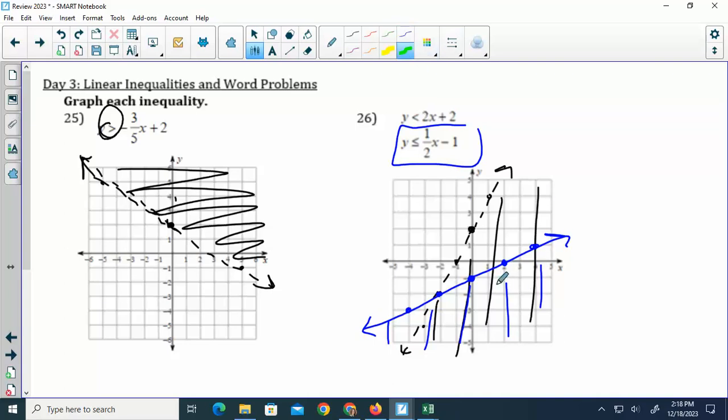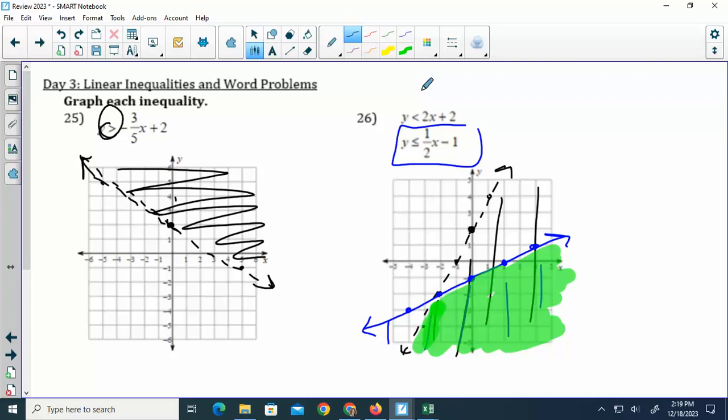If you struggle, you can use colors or something. We are looking for the overlap. So this is the region that got shaded by both of them. So you darken that in. That is our final answer. Any ordered pair in that area makes them both true. Are we okay with the inequalities?